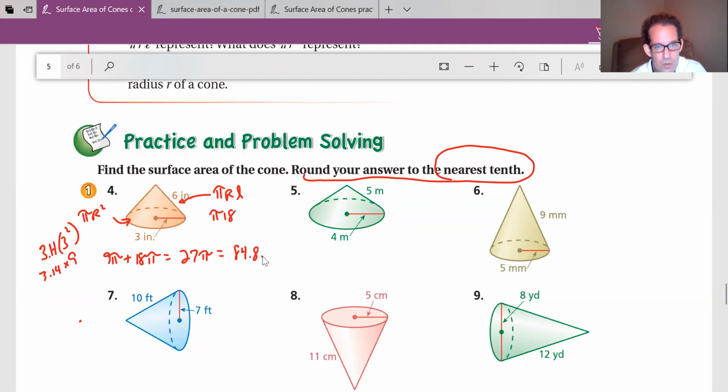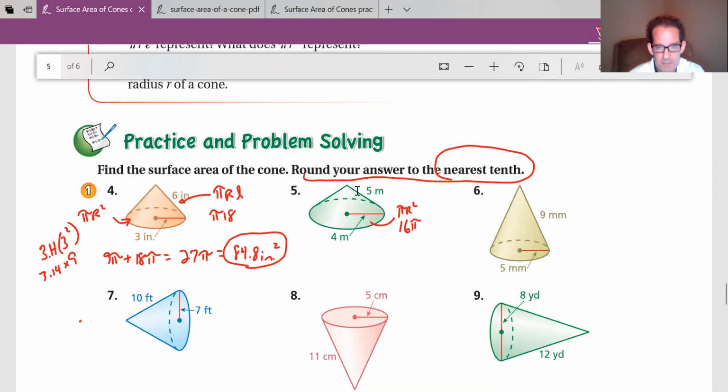84.8 square inches will be my surface area for number 4. Let's try number 5 together. So step 1 is the area of the base, which is a circle. That's pi r squared, or 4 times 4 is 16 times pi.